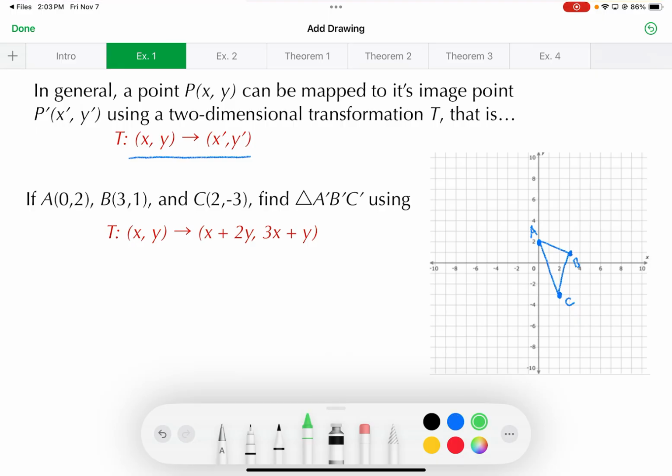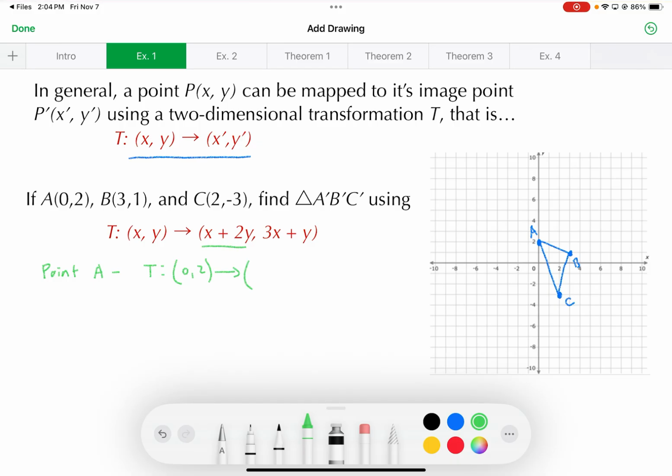All right, now I'm going to find triangle A prime, B prime, C prime using the transformation rule that the point of x, y should be mapped to x plus 2y, comma, 3x plus y. So one option, you could do this point by point. All right, so let's say for point A, if I use the rule for T here, the point of 0, 2 is going to become the following.